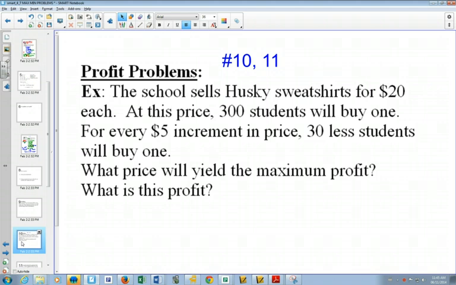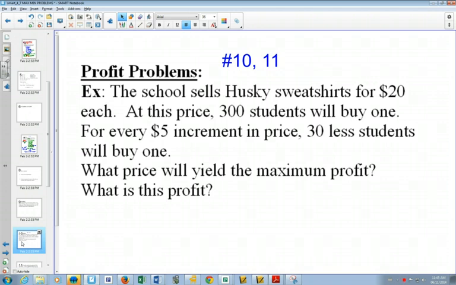So what companies will do is they'll collect data and find out, okay, if we do this, how many people are buying it? If we lower our price, how many more people will buy it? At what point should we set our price to sell the most possible, to make the most money? Okay?